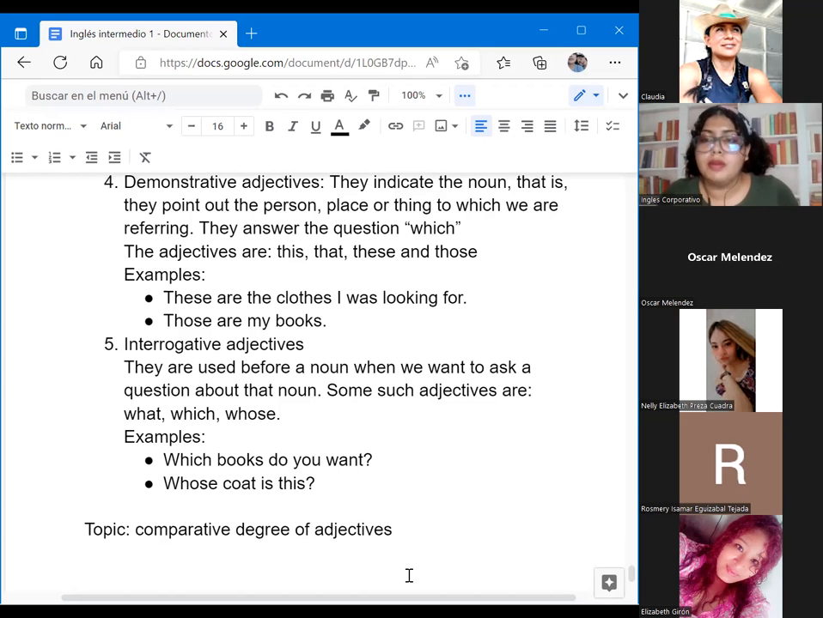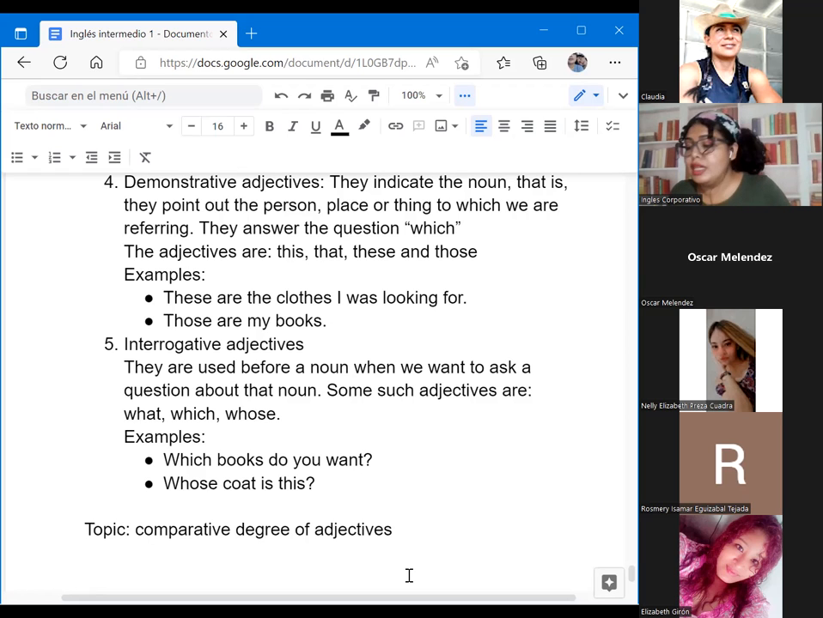This is not a new topic. Maybe you have learned something about this topic, but sometimes we forget some ideas, some information about this kind of topics. So that's why it is necessary to see again that information and remember all the things that we know about these topics. So it says that the adjectives are used to describe some quality of the person, place, or thing that we are talking about.